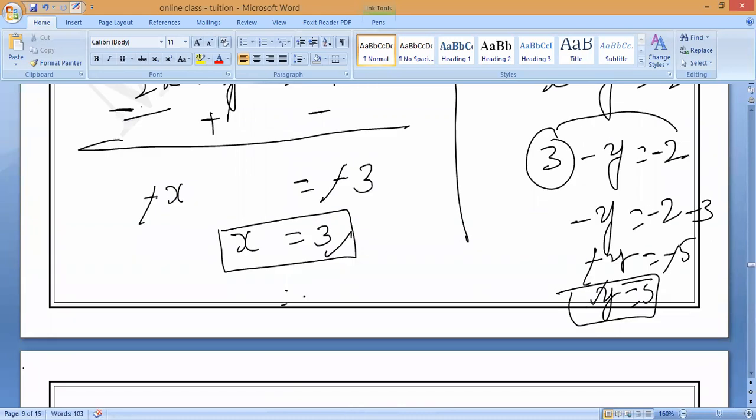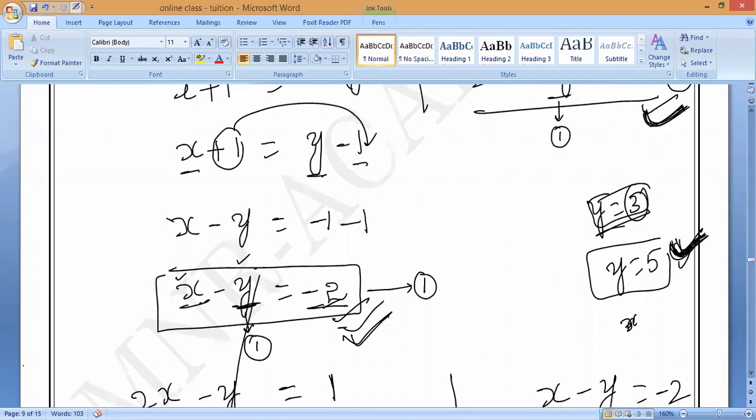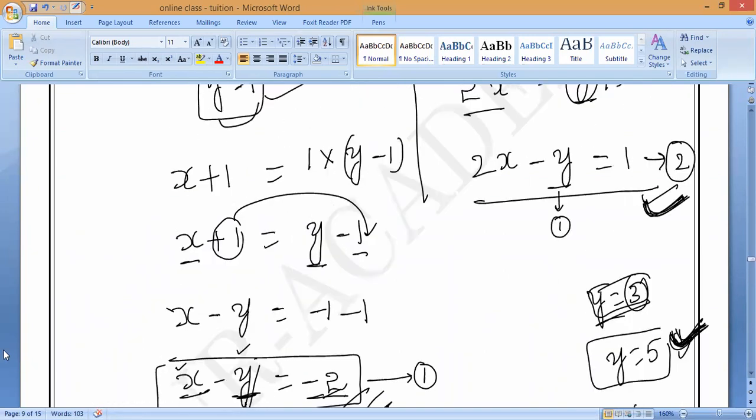Ma'am, I did not see the y are equal, ma'am. I do 2 into 2 equation, ma'am. You can substitute that equation, ma'am. What is your y value? Y value 3 coming, ma'am. Y value 3, that is wrong. Which equation can you substitute x value in? Second equation. This one. 2x minus y equal to 1.